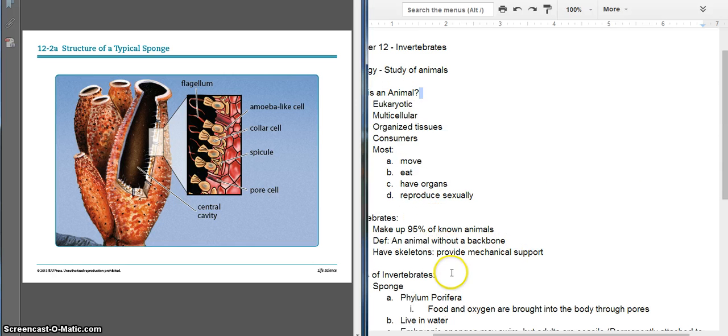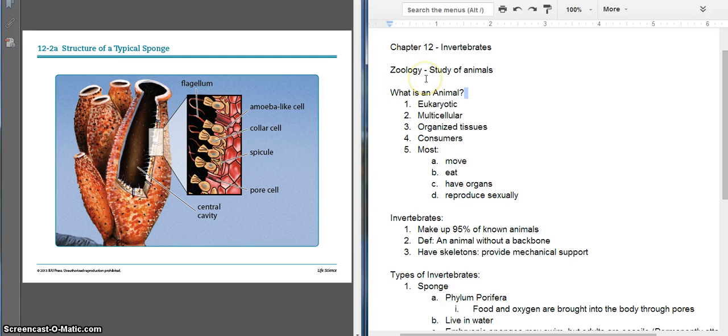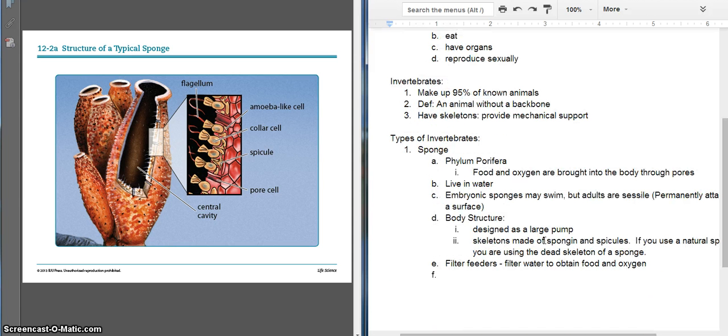Just to review a little bit before you take the quiz, zoology, study of animals. Majority of animals are invertebrates. An invertebrate is an animal without a backbone. Different types of invertebrates. We have sponges that are in phylum Porifera, and they are filter feeders. Filter feeders.